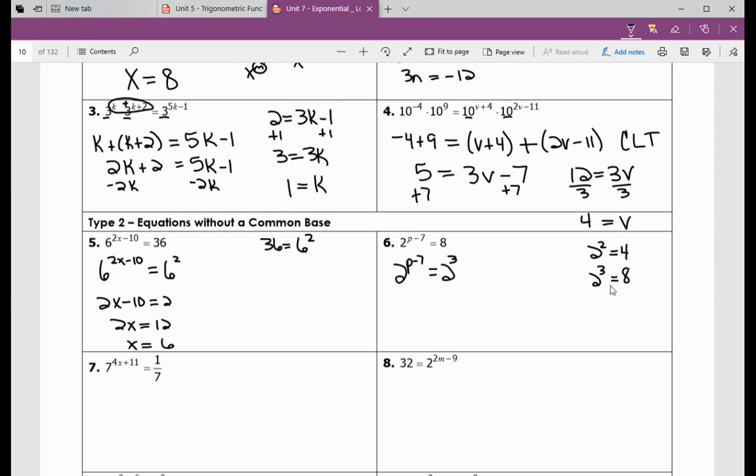third power is 8. Now, I just started playing around with base 2 because the left side had a base 2 and 8's not a base 2. Once I get those bases to be the same, p minus 7 equals 3. When you add 7, you end up with p equals 10.